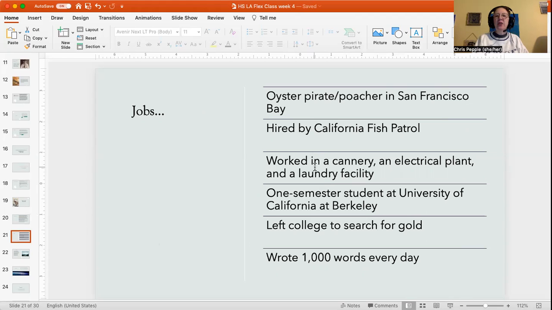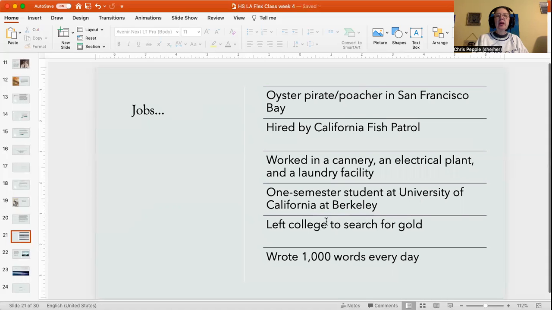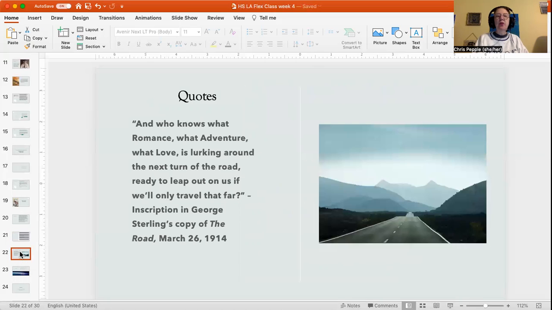He worked in a cannery, in an electric plant, and in a laundry facility. He was a one semester student at University of California at Berkeley and left college to search for gold. But he wrote 1,000 words every day. He was determined to also be a writer and to realistically write about what was going on in his life and the world around him.